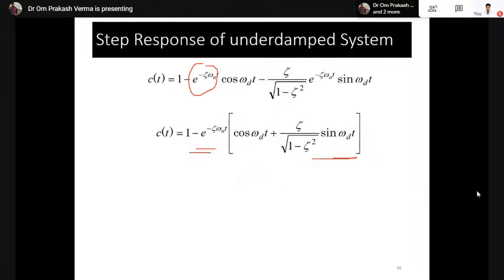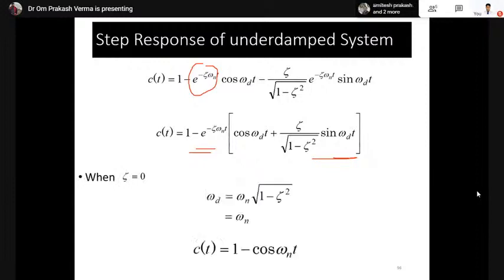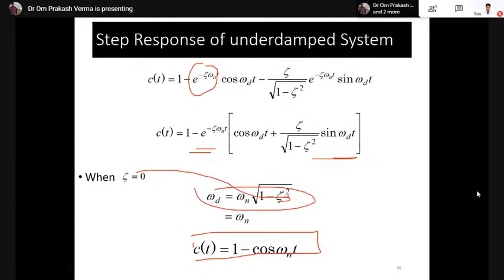Now again we are using some permutation combination to solve this equation in some standard form. When you take zeta equals 0, the equation becomes like this one. The response becomes only 1 minus cos omega n t, because omega d is that, and you have to put the value of zeta equals 0. So you can put this value here and you can find that equation.